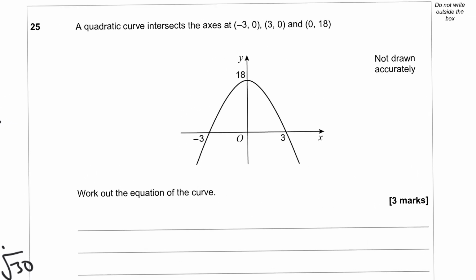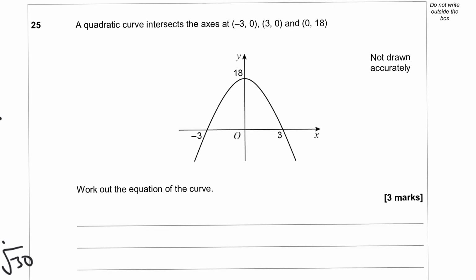So, moving on to question 25. We've got a quadratic curve, and it says that it intersects the axes at all these points, and it wants us to work out the equation of the curve. Because it's a quadratic curve, we know the quadratic formula is ax squared plus bx plus c. So we really and truly want it in this format.